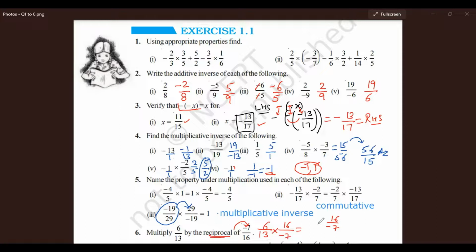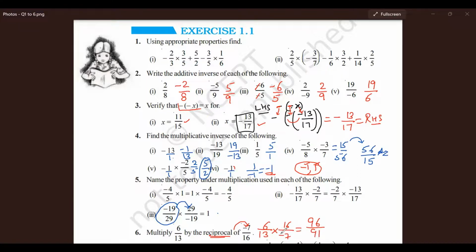So, if you just multiply here, this is 6 multiplied by 16. And we know 6 multiplied by 16 is 96. And the denominator is 13 upon 7. So I'll just erase this part so that it won't confuse you. Now, 6 multiplied by 16 is 96, and 13 multiplied by 7 is 91.